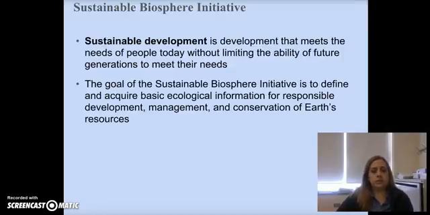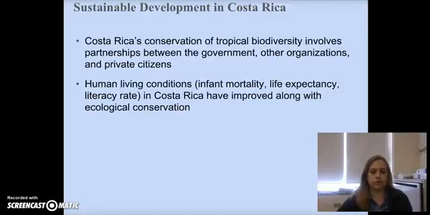The Sustainable Biosphere Initiative is all about using sustainable development, and this is going to be development that meets the needs of people but doesn't limit the ability of future generations to meet their needs. The goal of this initiative is to define and acquire basic ecological information for responsible development, management, and conservation of Earth's resources. A good example is in Costa Rica.